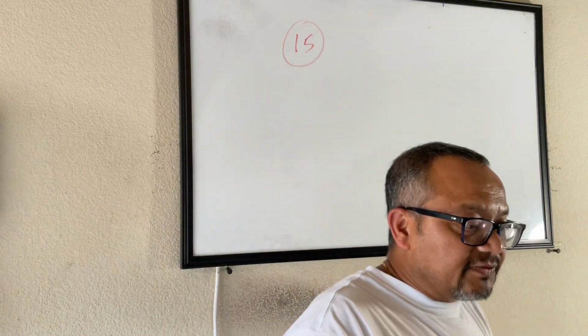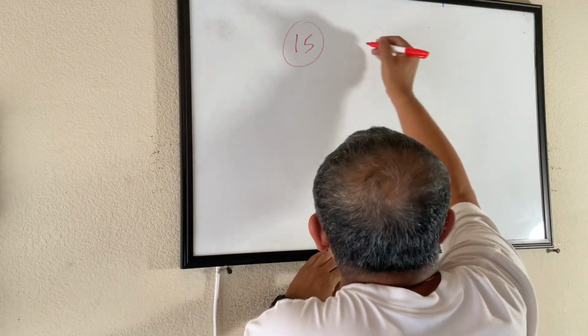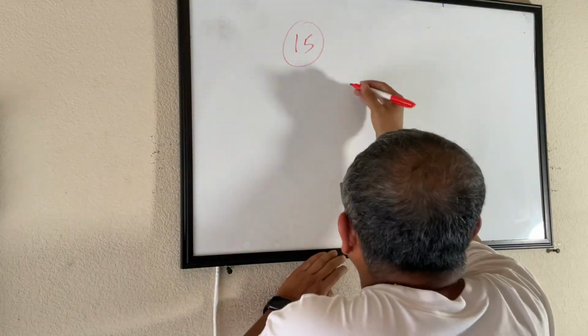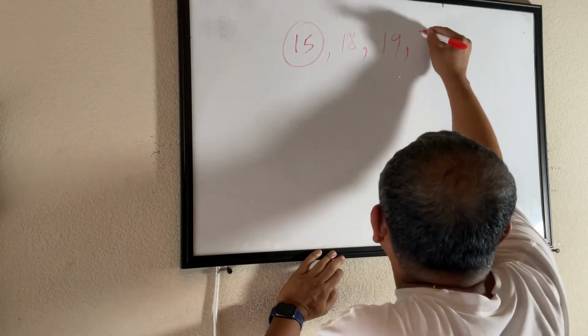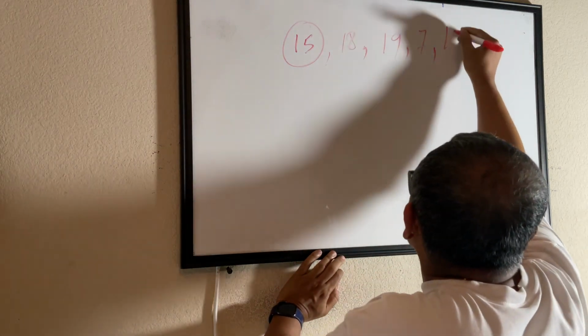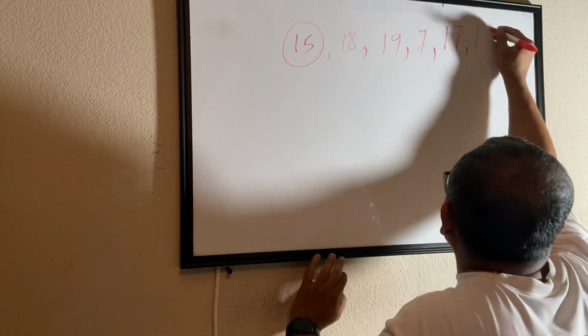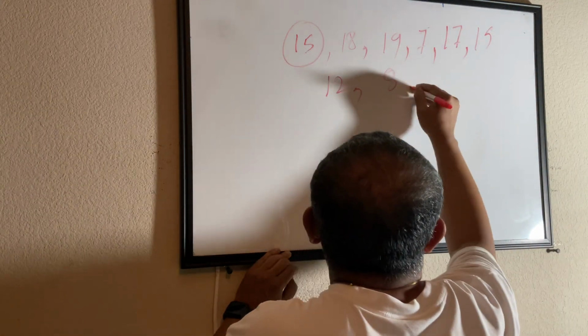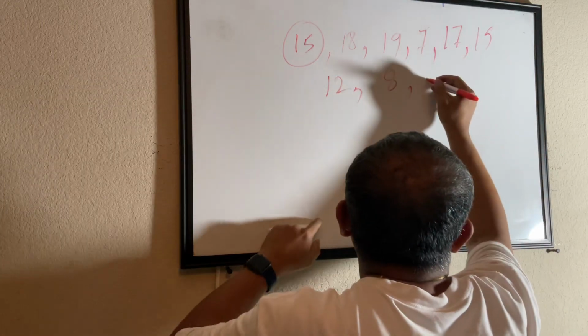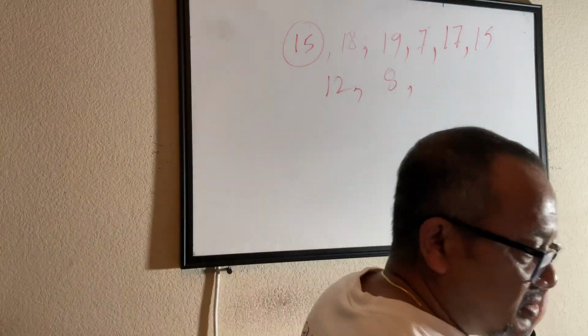So I took a test of 15 kids. It was a 20 marks test, okay? So somebody got 15, somebody got 18, somebody got 19, somebody got 7, somebody got 17, somebody got 15, somebody got 12, 8. Out of what, sir? Out of 20. Okay.